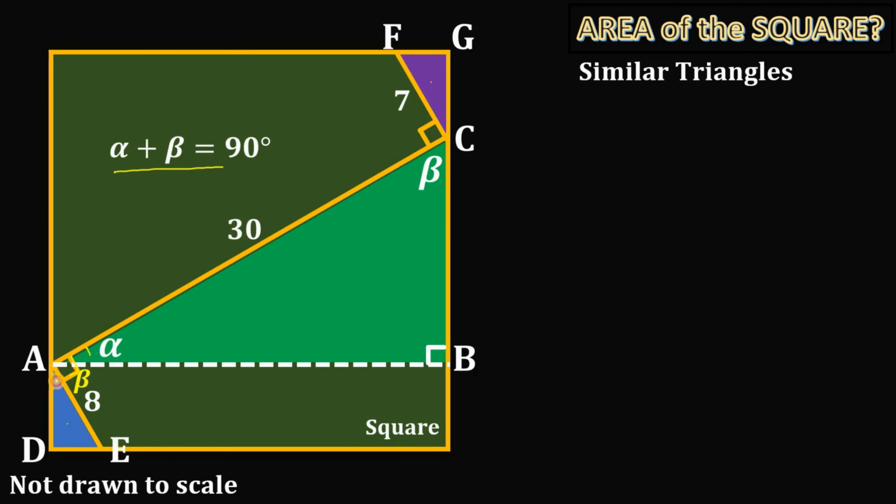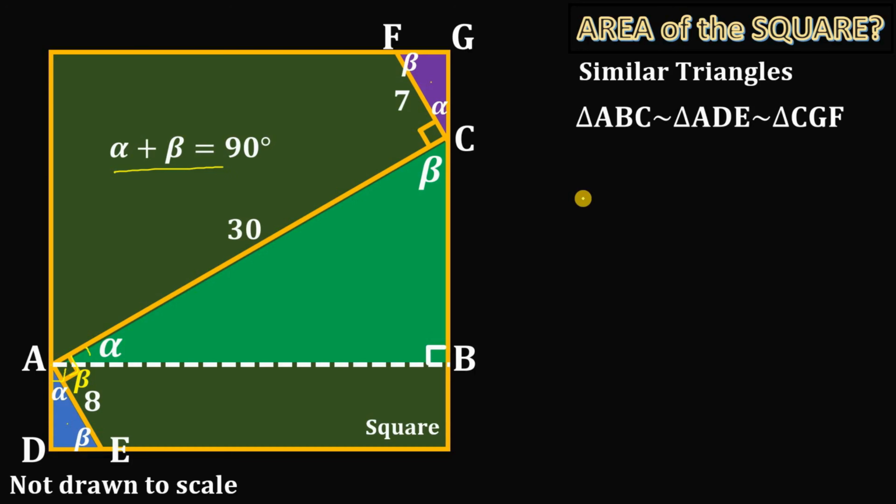With the same reasoning, this is 90 degrees, this is beta, so this angle inside the blue triangle is alpha, and this must be beta. Now, on the top, with the same reasoning, we can say that this is alpha and this is beta. Therefore, we can say that triangle ABC is similar to triangle ADE and also similar to triangle CGF.